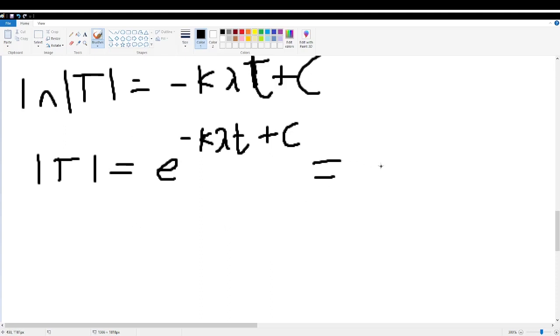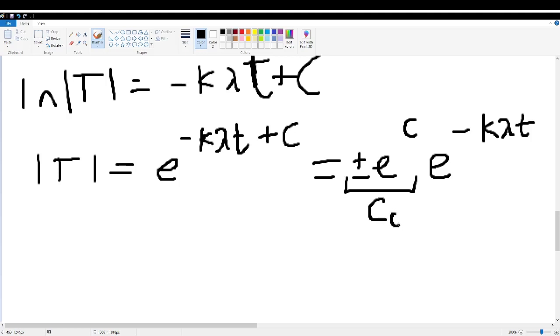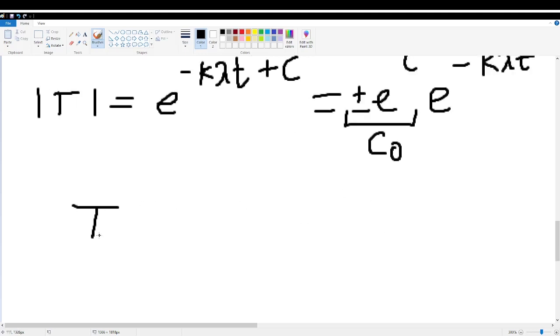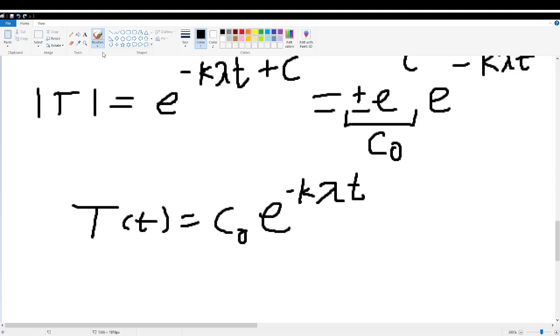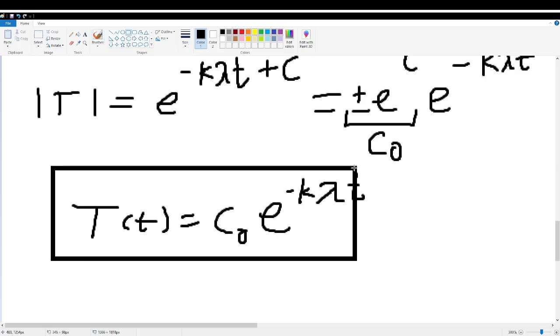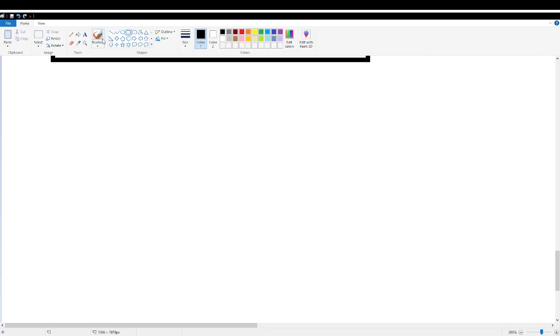Notice that this is equal to e to the c times e to the minus k lambda t, right? And we can also incorporate this absolute value bar into here, and we can say it's plus or minus. But we can take all of this and just call it another constant c naught to get that our equation T as a function of time is going to be equal to some constant times e to the minus k lambda t. All right, so that's one of the two functions we're trying to go for. Now let's go ahead and get the second one.